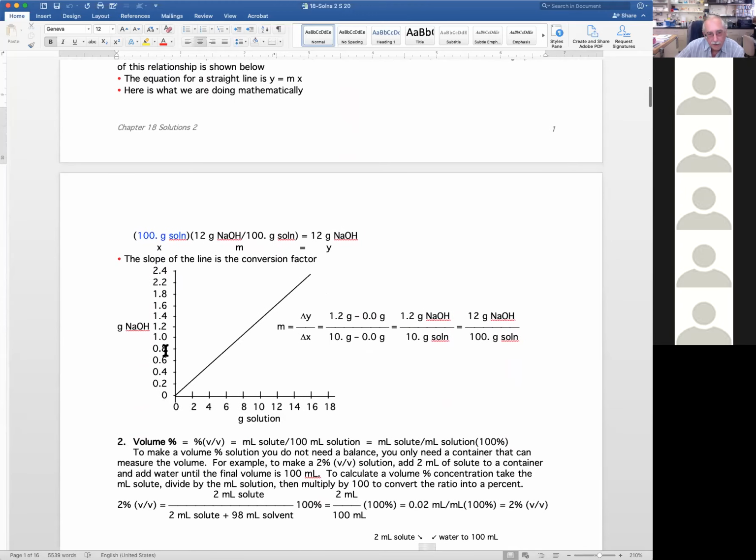So here I graphed for that solution, grams of the solution versus grams of the solute. I get a straight line passing through the origin. What is the slope of the line? Oh my God, it's our concentration.